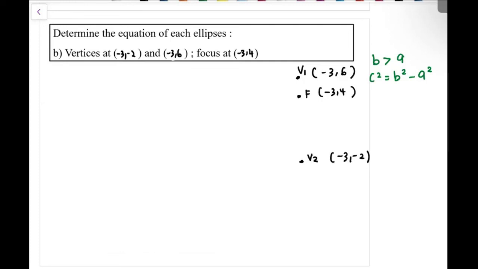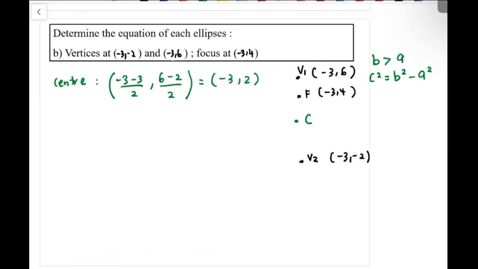Alright, next, we know the center is always the midpoint between two vertices. Now we already know V1 and V2, so the center would lie in the middle. To find the center, we can simply use the midpoint formula. So we have -3 plus -3 over 2, and then for the y coordinate would be 6 plus -2 over 2. So our center here would be negative 3, 2.